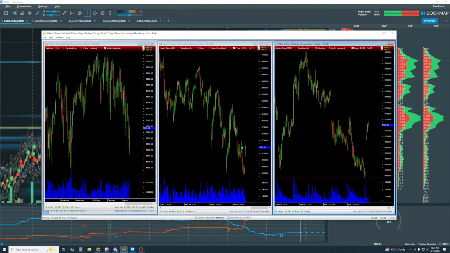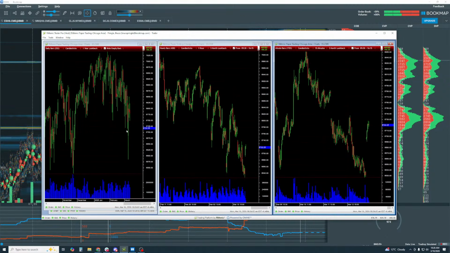Same on the hourly, and same on the daily. Curiously enough, on the daily, we never came back down into these lower swings here. And I thought we would, due to the news, and also due to the breakout of all of this in here.